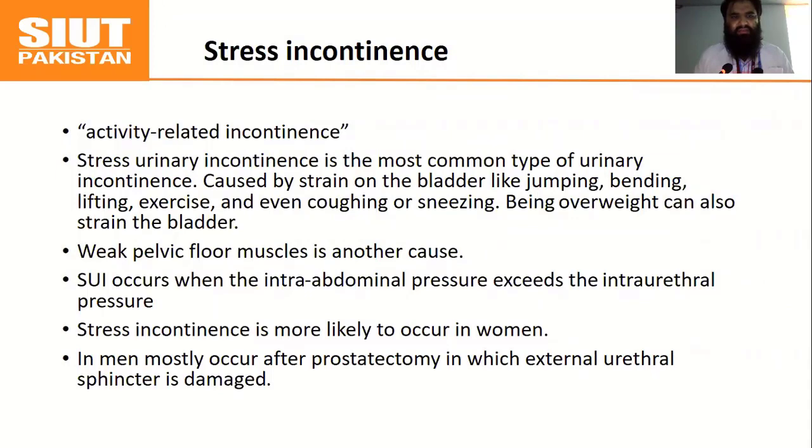Stress incontinence, which is also called activity-related incontinence, is the most common type of urinary incontinence, caused by strain on the bladder, like jumping, bending, lifting, exercise, and even coughing or sneezing. Overweight can also strain the bladder. A weak pelvic floor muscle is another cause. Stress urinary incontinence occurs when the intra-abdominal pressure exceeds the intraurethral pressure. Stress incontinence is more likely in women, and in men it mostly occurs after prostatectomy.